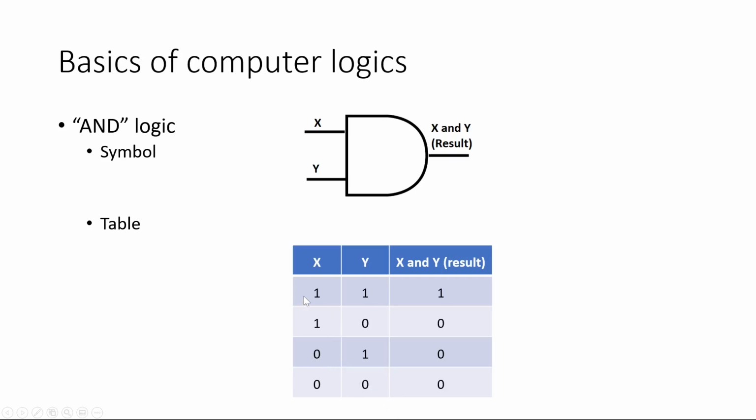So the only condition where the X and Y result will be 1 is when both of them are 1. X and Y might have some voltages in the real world. For example, when we say 1, it might have around 5 volts, and when we say 0, it might have around 1 volt. So 1 volt will be assumed as logical 0, and 5 volts will be assumed as logical 1.